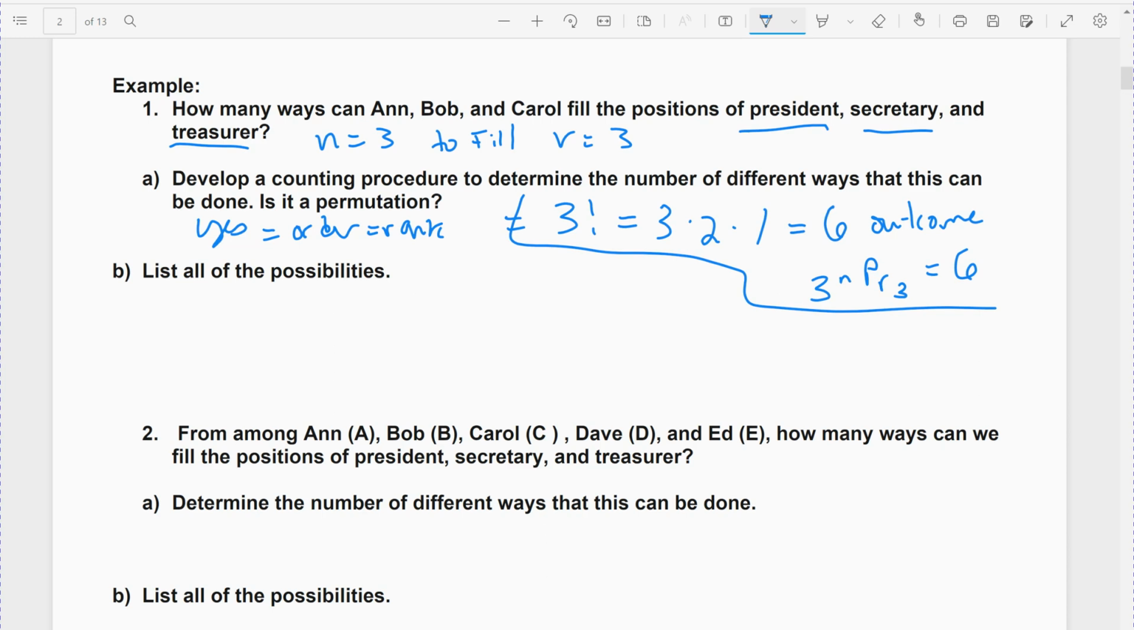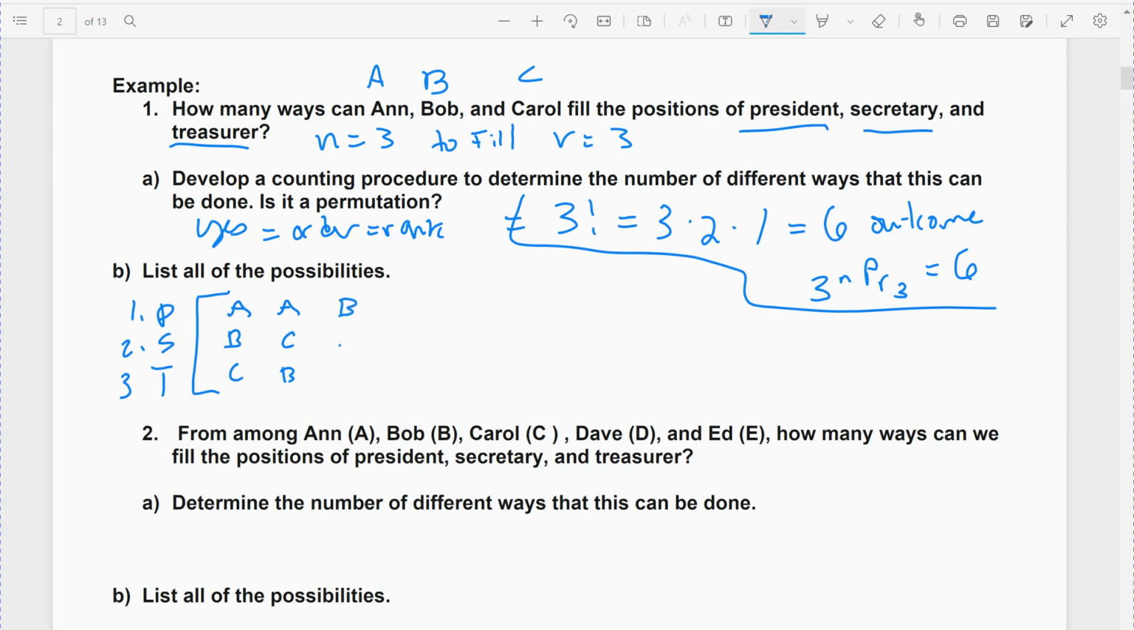There are 6 possibilities, and so I'm going to label them. We have president, secretary, and treasurer, so first position, second position, third position. And then my different groups, I'm going to let Ann, Bob, Carol. So one way we could have president, secretary, and treasurer, we could have Ann, then Bob, then Carol, which is different than if Ann is president, Carol is secretary, Bob is treasurer. So there's 2 different ways when Ann is president.